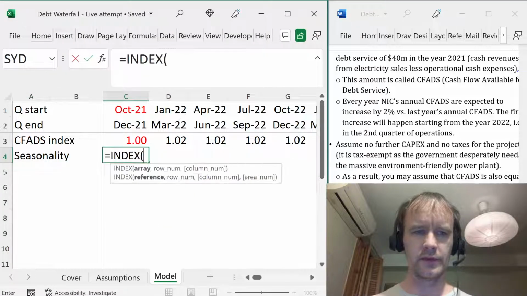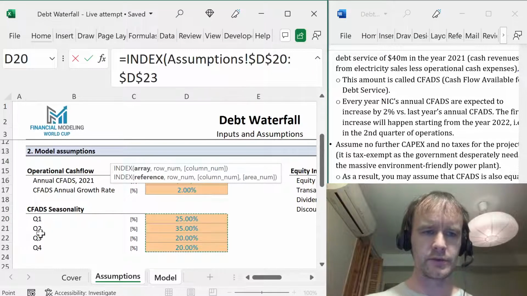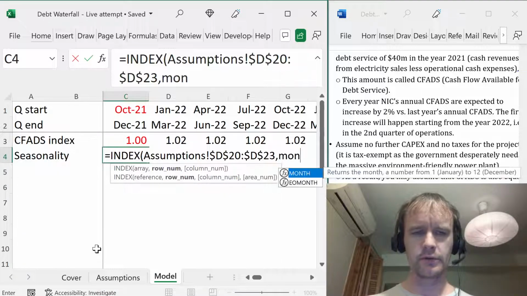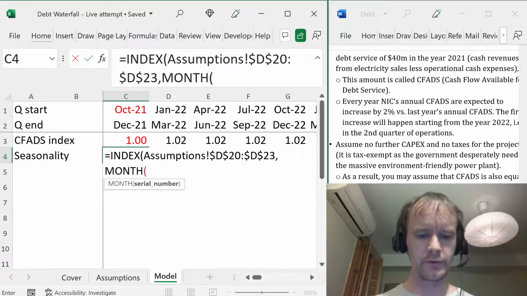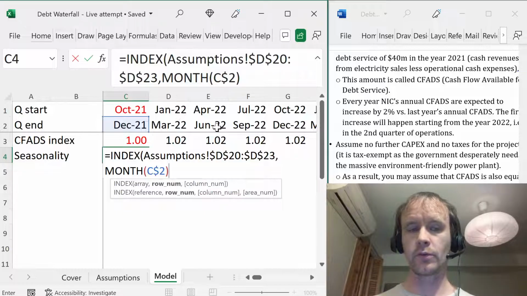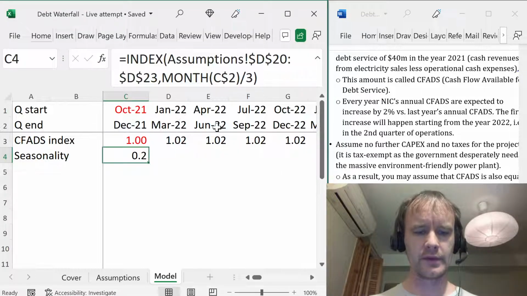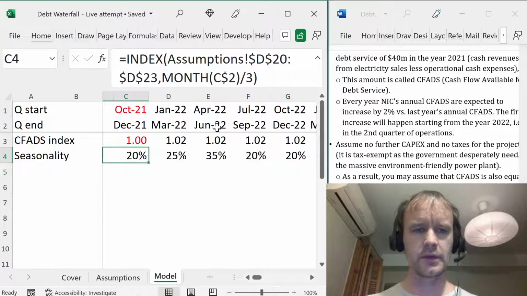and here I'm just going to say index this. So this is already laid out Q1, Q2, Q3, Q4. So again, I'm going to use month, and this time I'm going to use the month at the end of the quarter, so I see $2. So basically the month at the end of the quarter is 3 times the number of the quarter. So that gets me my 20% for Q4, 25% for Q1, 35% for Q2, 20%, 20%, and repeat. So that's working nicely.